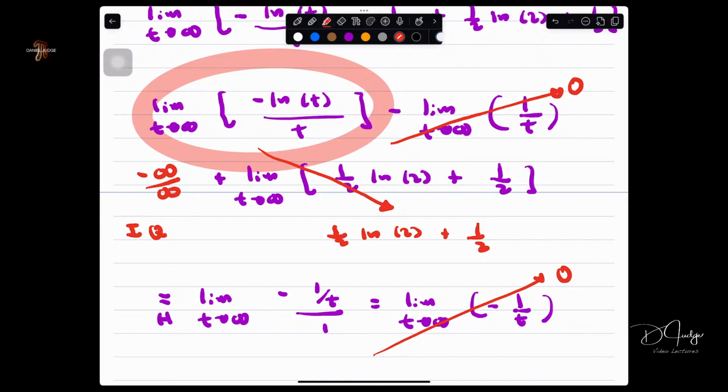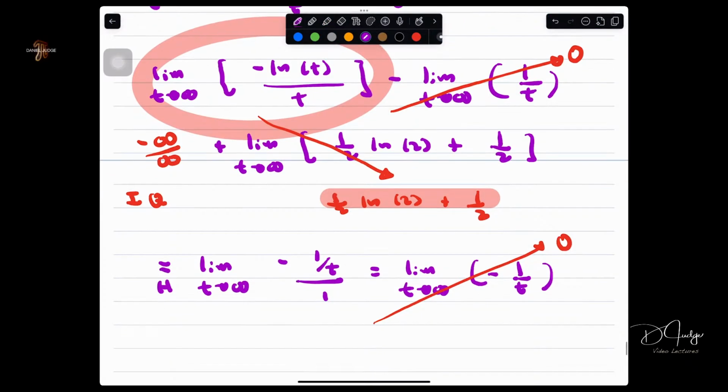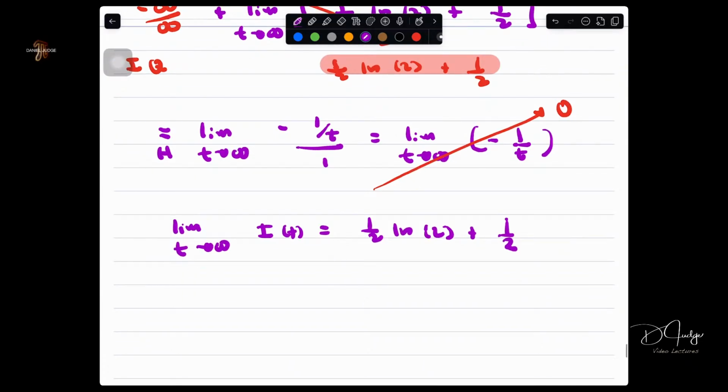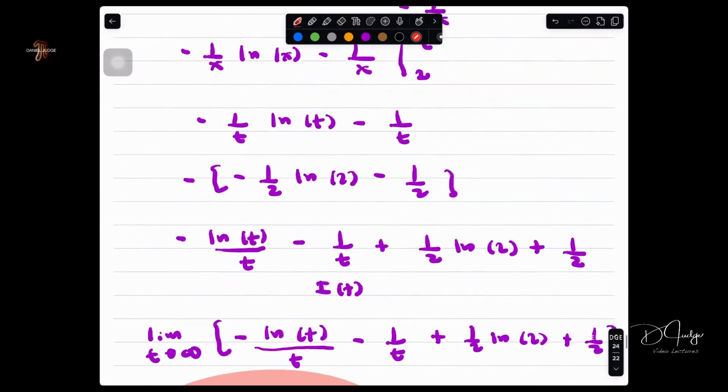So, ladies and gentlemen, it looks like here the limit of that I of t, I won't write it down, is 1/2 natural log 2 plus 1/2, which is actually a finite value. This whole thing is finite. Okay, so we have convergence of the improper integral. Convergence, this is finite.